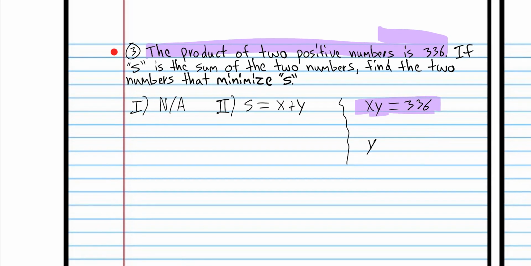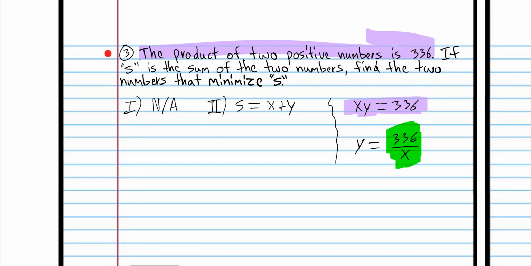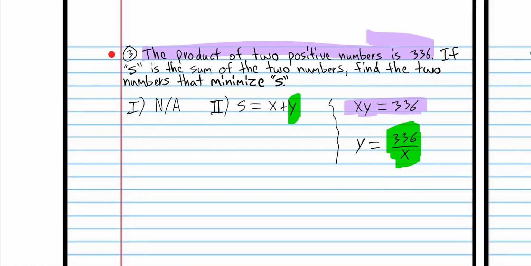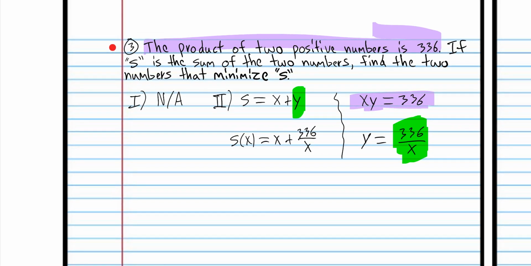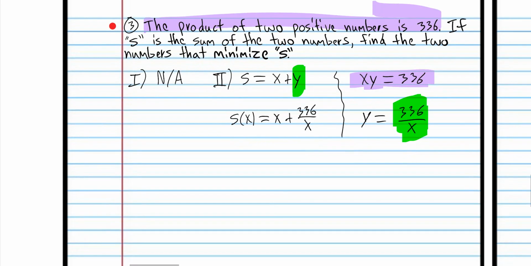So we can solve for y or we can solve for x, whichever one you want to do, it doesn't matter. And we get that expression there. And then we can take that expression and plug it in for y. And that gives us our function in terms of x only. So x plus 336 over x. Okay, so we're done with step 2. On to step number 3.